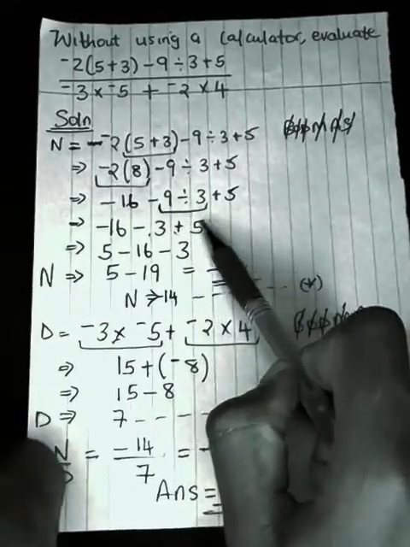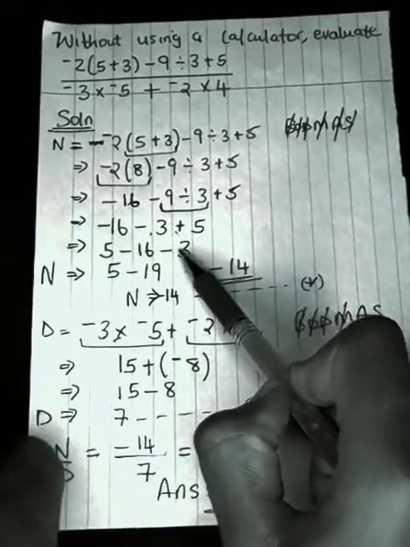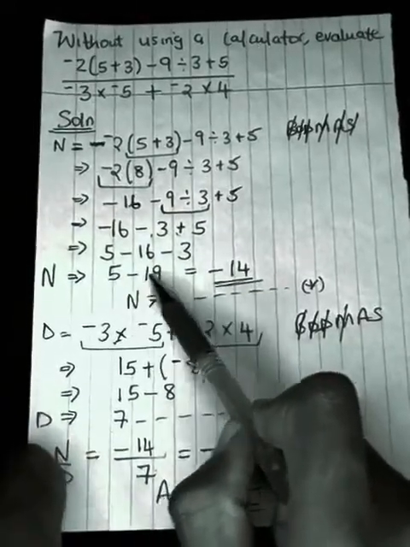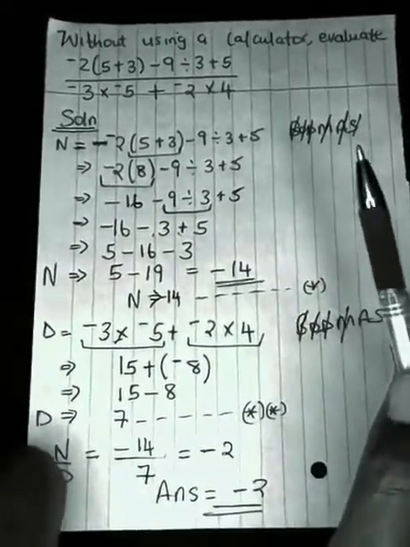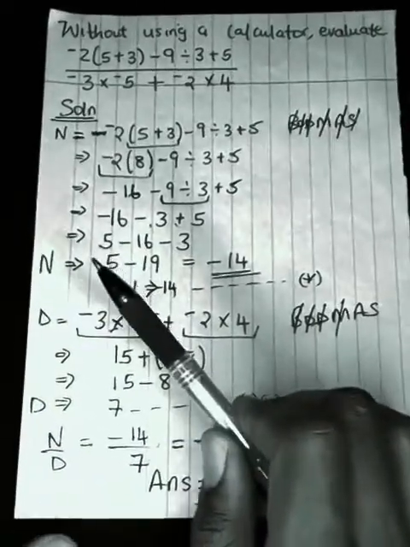Then there is addition. You rearrange. You start with addition, 5 minus 16 minus 3. Then you go to subtraction, which is 5 minus 19, which will give you a negative value, which is negative 14, and that is the value of our numerator.